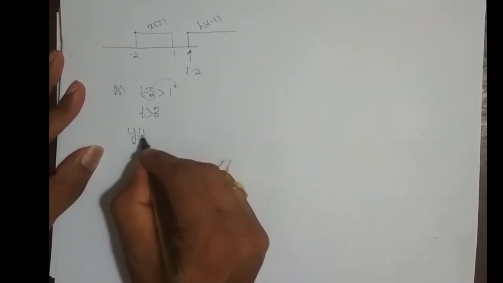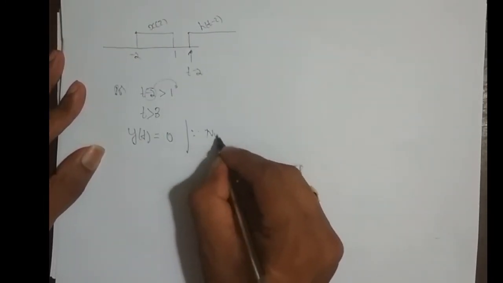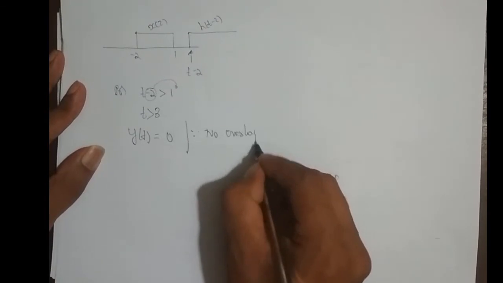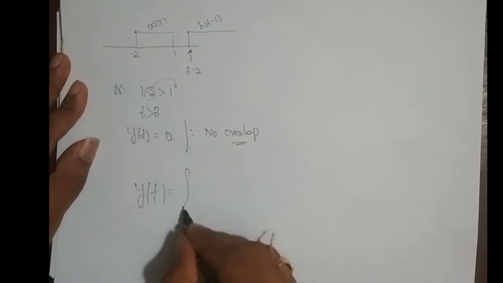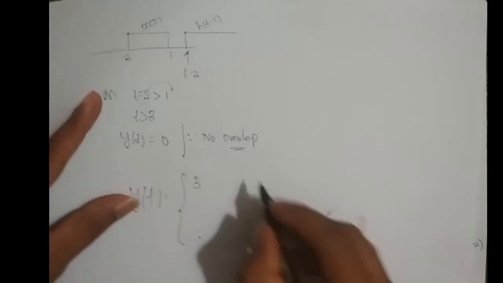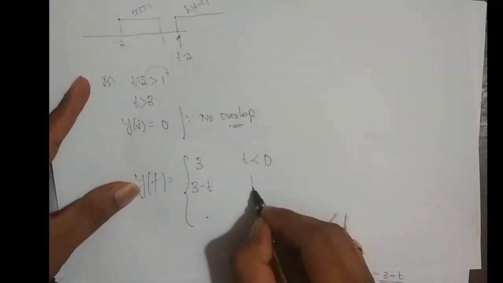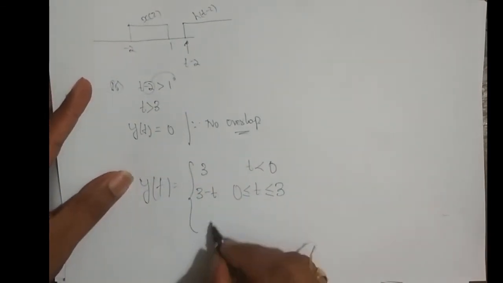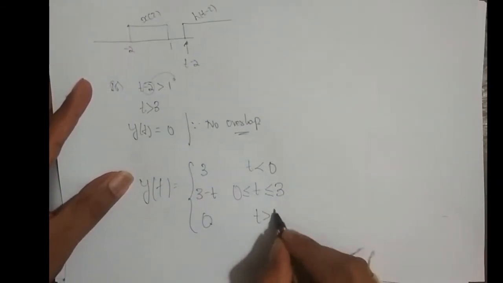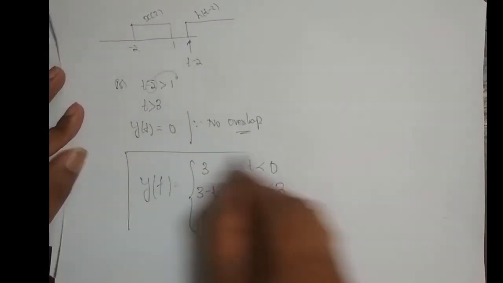So what is y of t? Y of t is equal to 0. Why? Because we won't get any overlap, since there is no overlap. So combining the output, we get y of t equal to what? 3 for t less than 0, and it is equal to 3 minus t for t in between 0 to 3, and is equal to 0 for t greater than 3. So this is the whole system output.